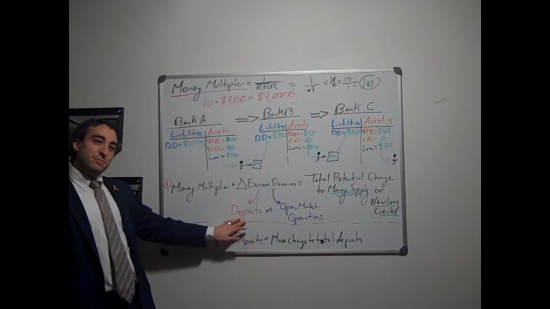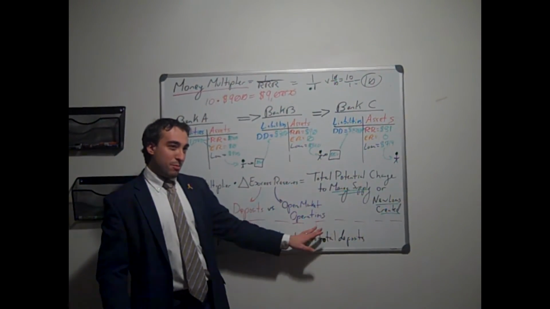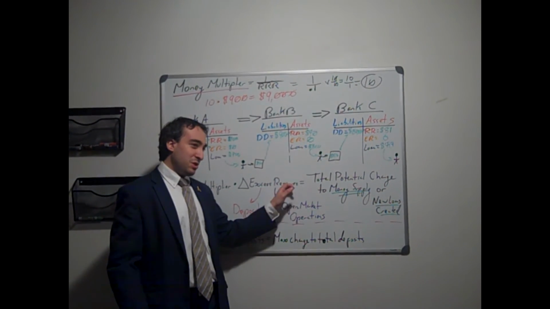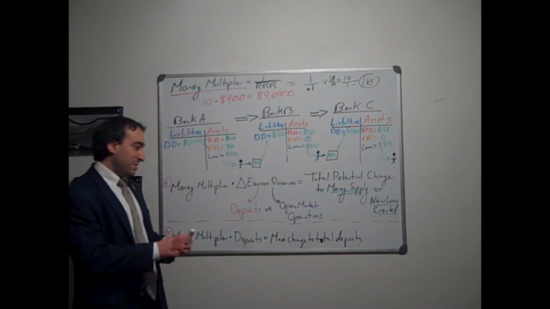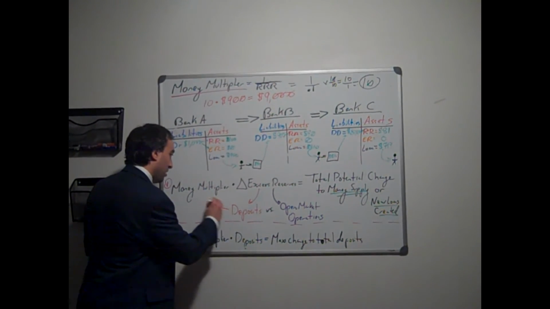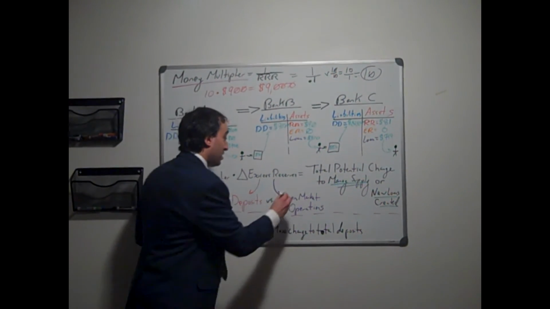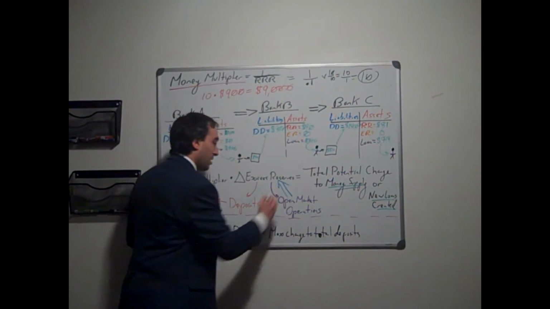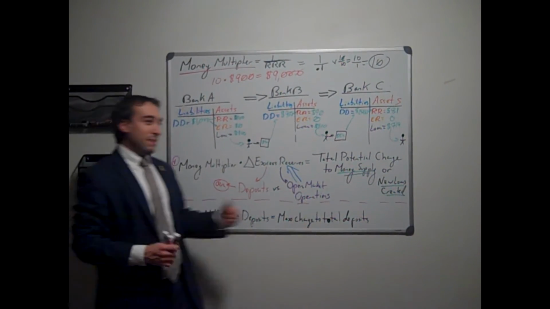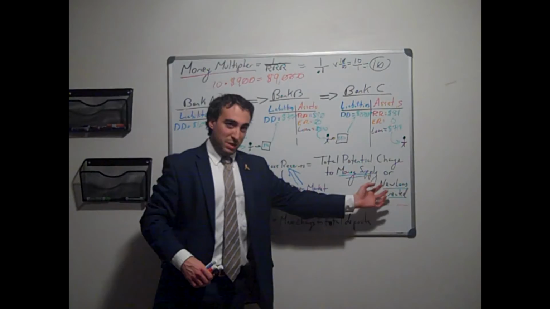So this is the typical one you're going to see, money multiplier times the change in excess reserves. Be careful. Is it a deposit or is it an open market operation? Remember, open market operations go straight to excess reserves. Deposits are broken up, so part of that goes to required reserve, whereas the open market operation goes directly to excess reserves. And that will give you the total potential change to money supply or new loans being created.